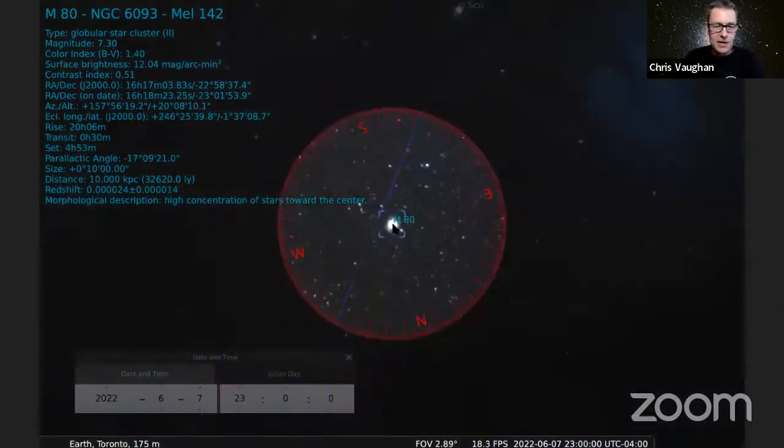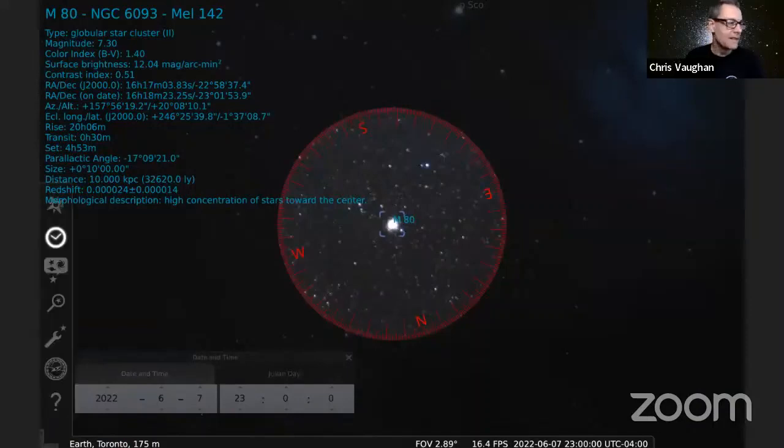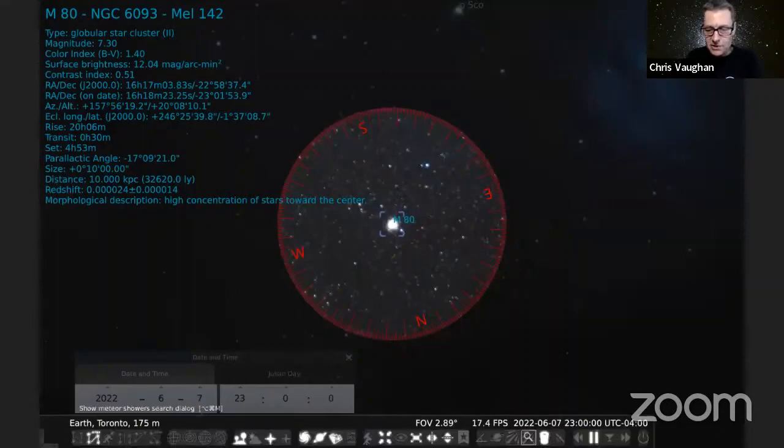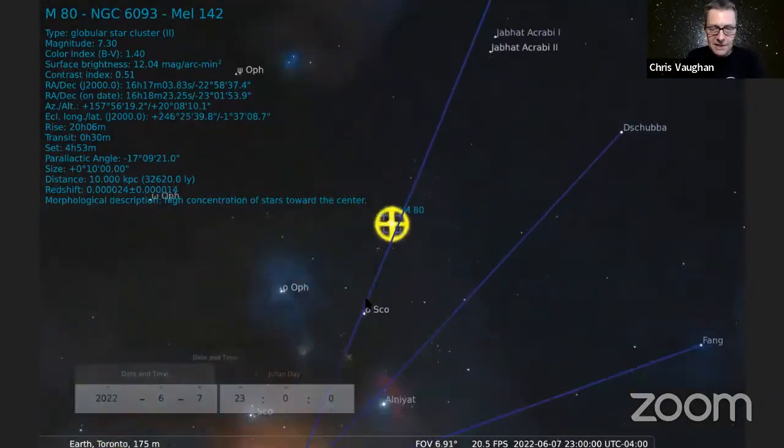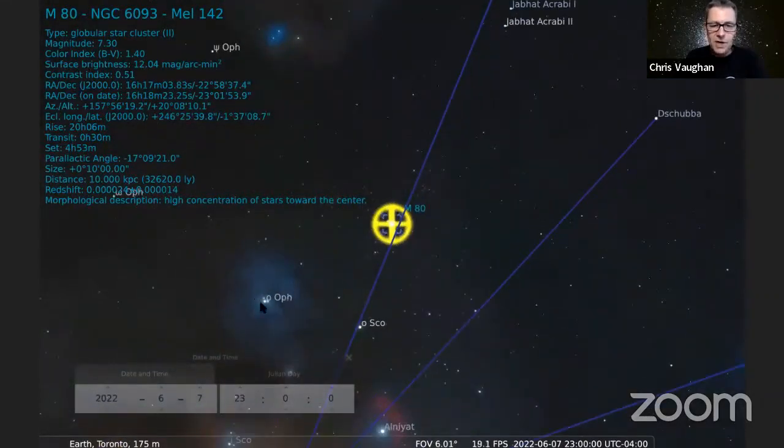And again, it's really concentrated. See how bright it is? The M80 is medium bright. Any telescope will work. Really dense, 32,000 light years away. And make note of that density gradient and look for it. While you're in that neighborhood, you can also look for the Rho Ophiuchi reflection nebula complex sitting to the lower left.